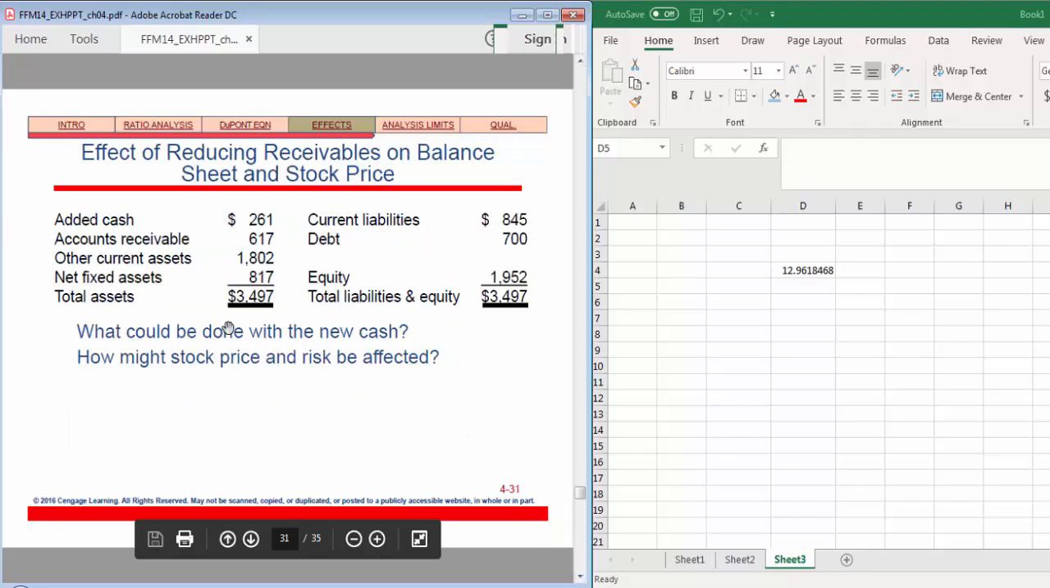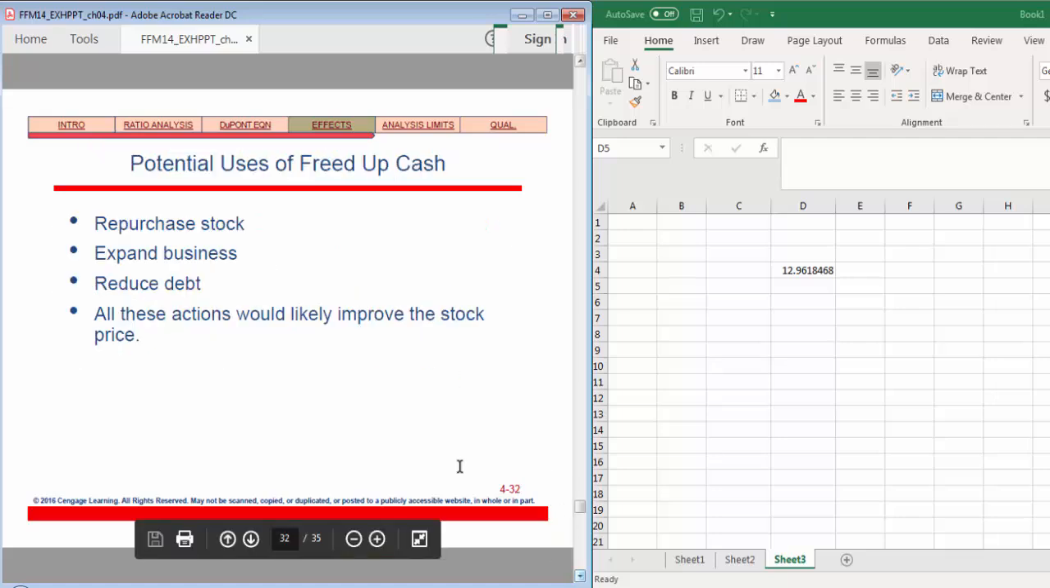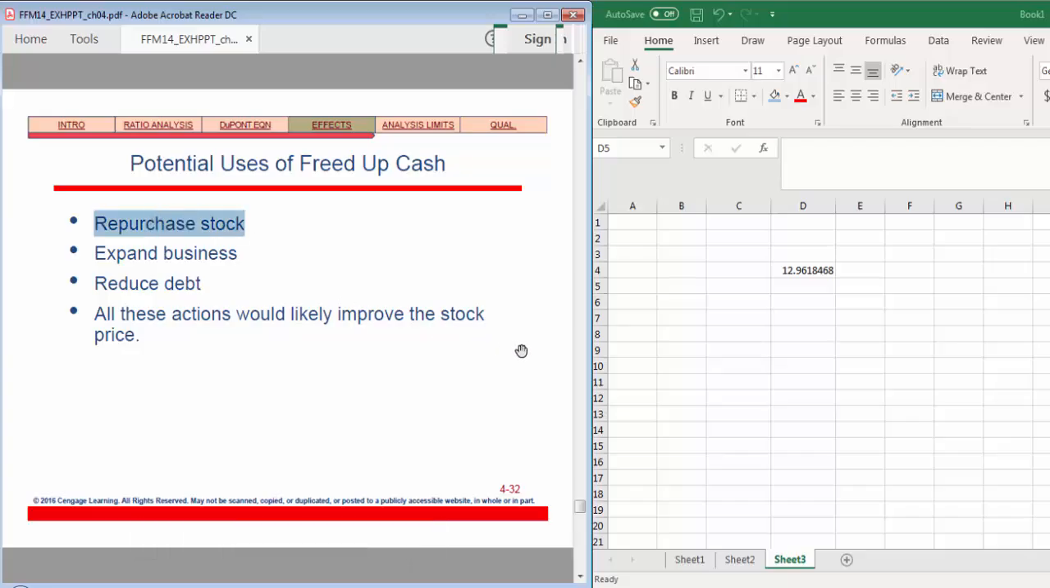So what would be done with the new cash? How might stock price and risk be affected? So now that you have this additional cash which has been added to your total, how could you use this cash? You could simply keep it as cash in hand, but if you were to make good choices, you could repurchase stock. That is, you could go out and buy stock of the firm, and the way it works is by purchasing stock of the firm in the market, you're reducing the total number of stocks in the market. That automatically is going to bump up the stock price of the firm.